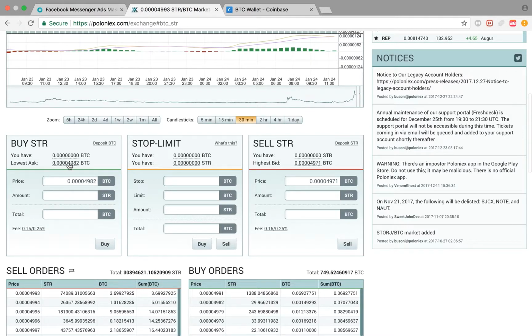Now of course we only have a certain amount of Bitcoin, and if you write something in here, let's say you want to purchase 500 billion STR, then Poloniex is going to tell you you don't have that amount of money. Then when you click down here on buy, it will purchase the cryptocurrency for you. Sometimes it will take up to 30 seconds until the transaction has been done, so it may take a little bit of time.